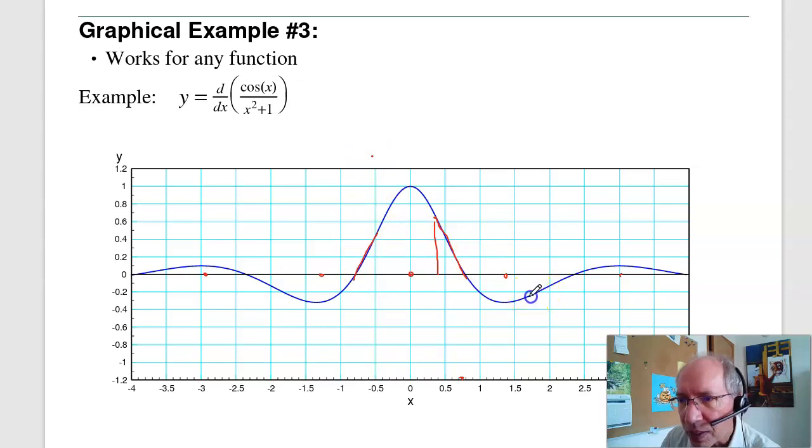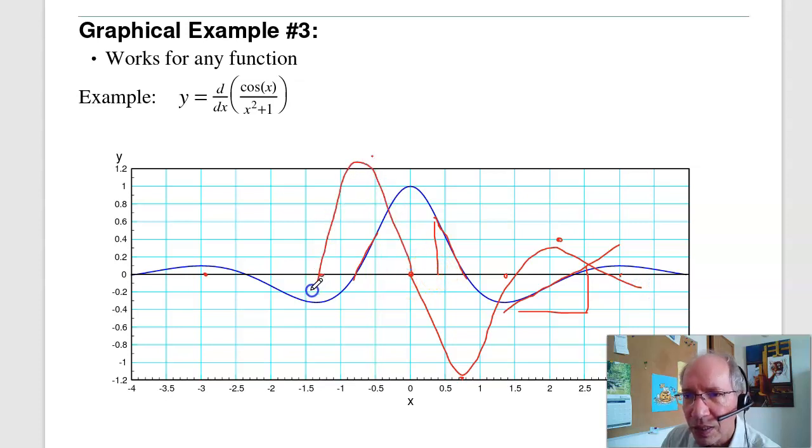Right here, the slope is, so here's 1 for x. Change in y is 0.2, 0.4, about plus 0.4. So it's kind of doing this. It goes negative, 0 crossing, plus 0.4. That's what the derivative looks like.